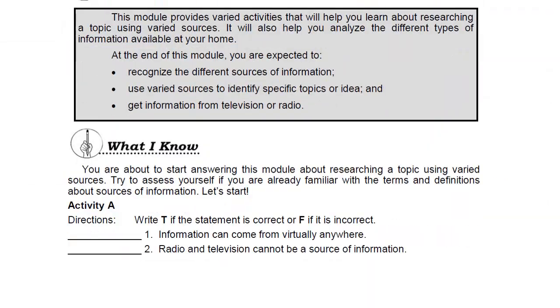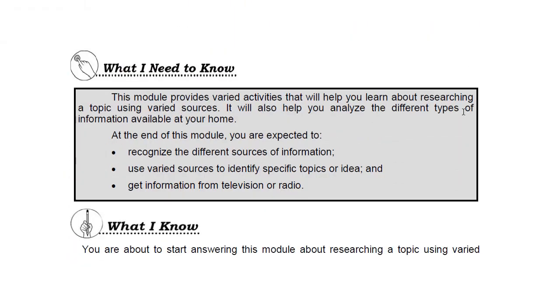Okay, so let us begin with this particular part, what I need to know. These are the objectives in this module. When you finish this module, you are expected to first recognize the different sources of information. We have here, I think, more than 5 varied sources of information. The next one, use varied sources to identify specific topics or ideas and get information from television or radio.